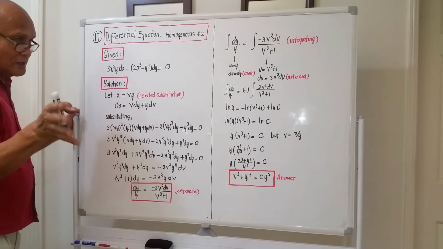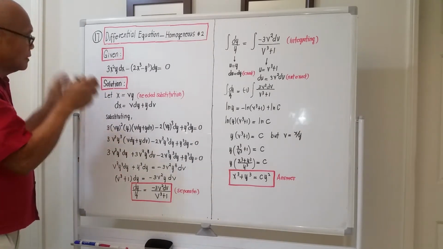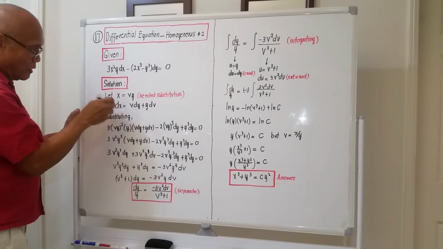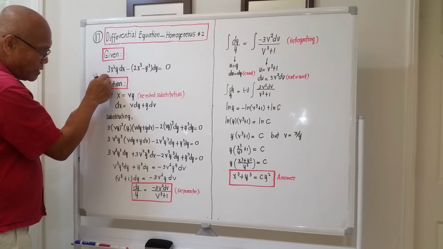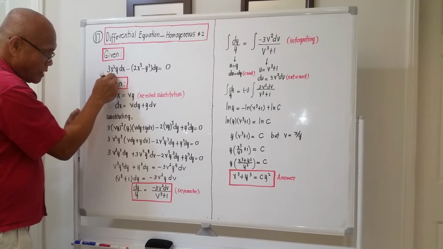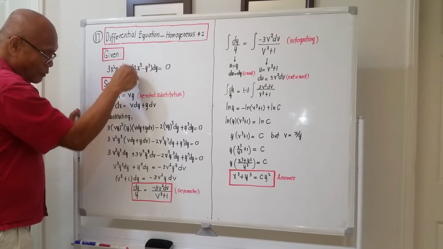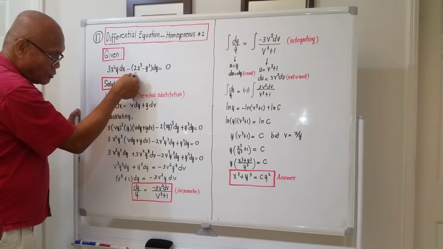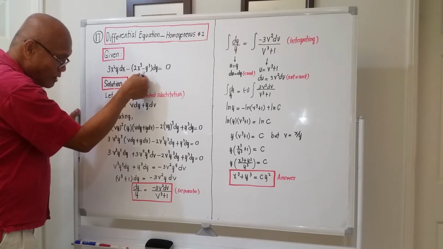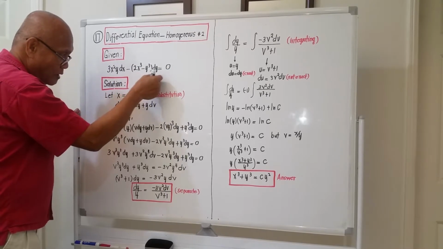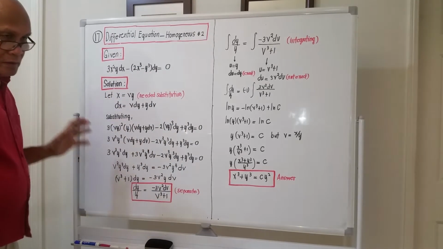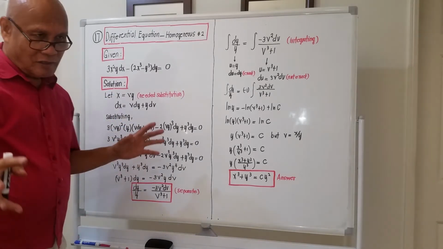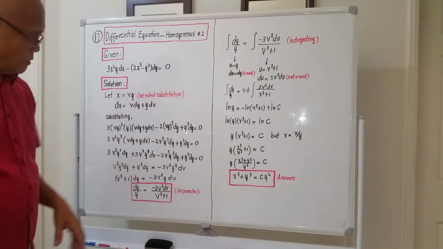Okay, I will try to read the problem. The given differential equation is 3x squared y dx minus open quantity 2x cubed minus y cubed closed quantity dy equal to 0. Let's check if this differential equation is homogeneous.